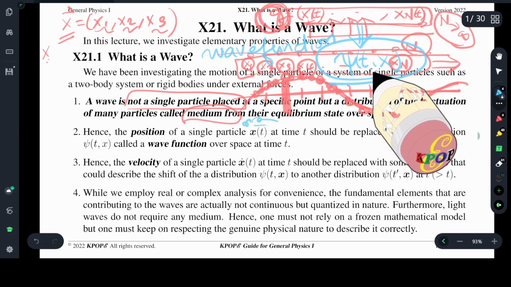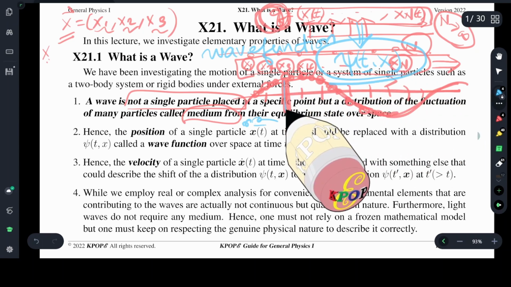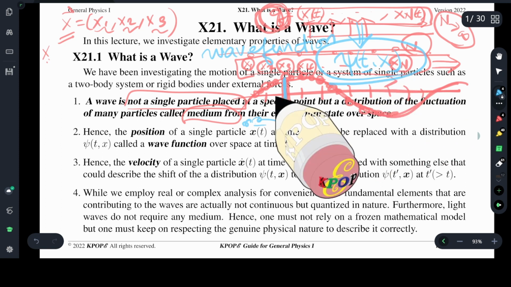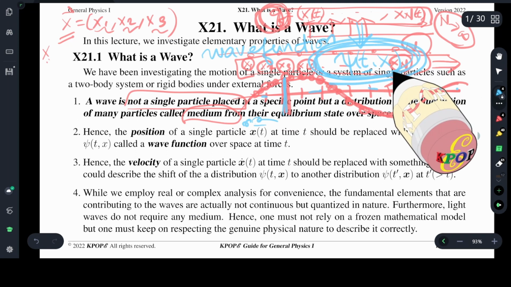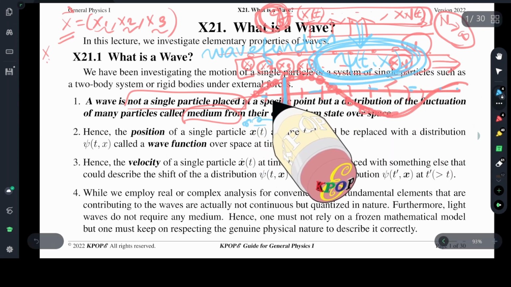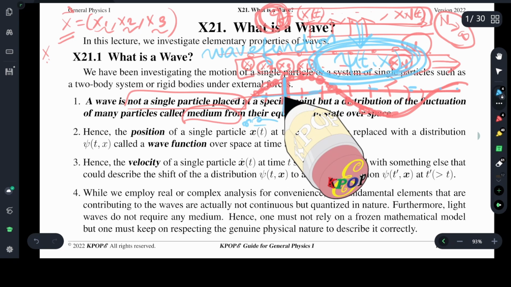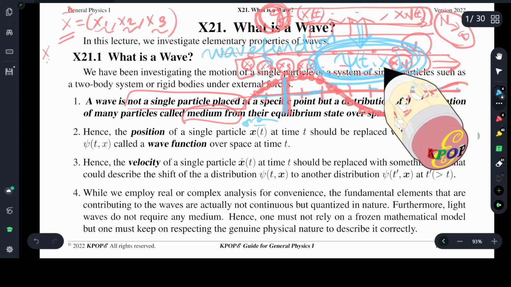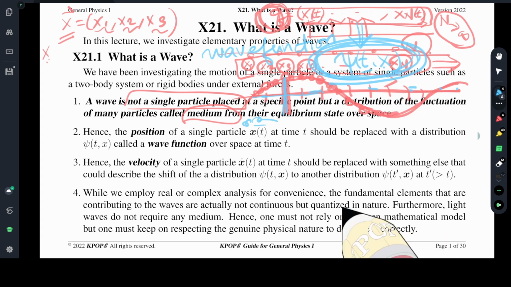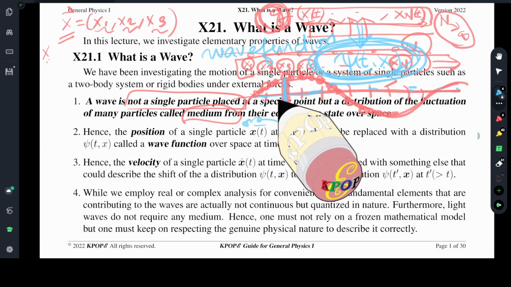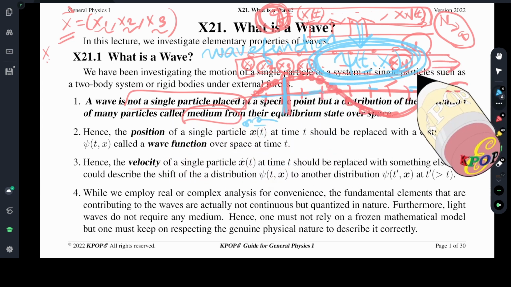And at each time and position, this wave function represents the deviation from the equilibrium position of each oscillator that is placed at every point x. Okay, so a wave is not a particle, but a collection of particles. That's the beginning point of our analysis.